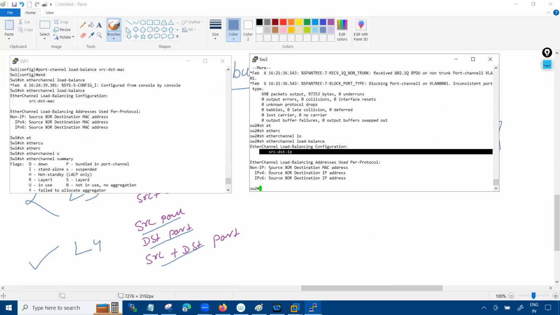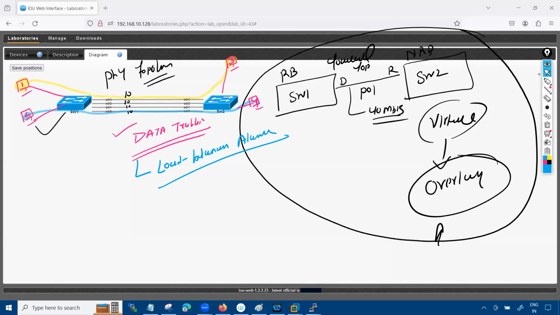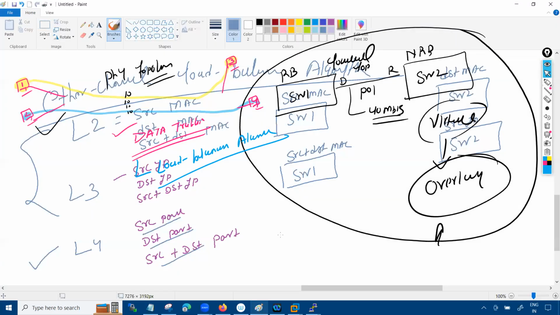Based on this algorithm, they are deciding which port to use to forward the packet. Remember always, your logical topology is not going to help you forward the packet. Your logical topology is just helping you avoid the blocking ports. That's all. But all my data traffic will go by the physical port. Which port the switch will pick is totally dependent on the algorithm. Guys, questions?